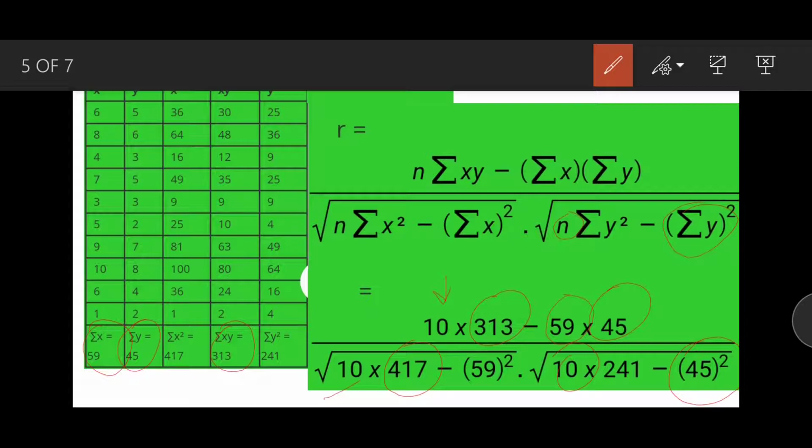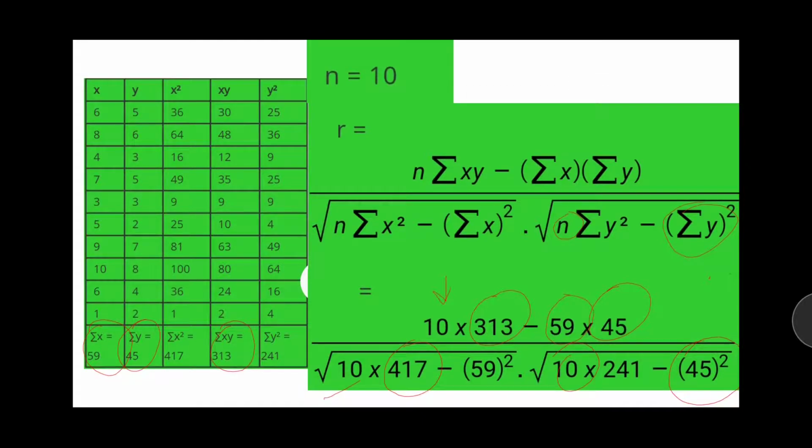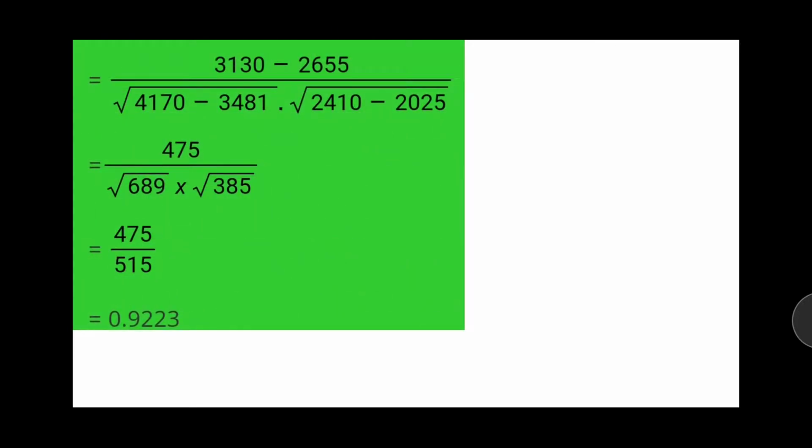If I simplify all of this in the next slide, let's see what our numerator and denominator will give us after punching our calculator. Let's see what we have. If I punch my calculator, I have that value. All we have to do is simplify the numerator and denominator, and we have the value that we have on the screen, 0.9223.